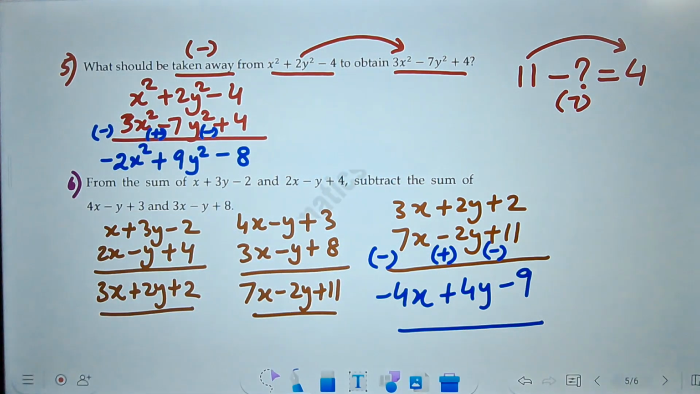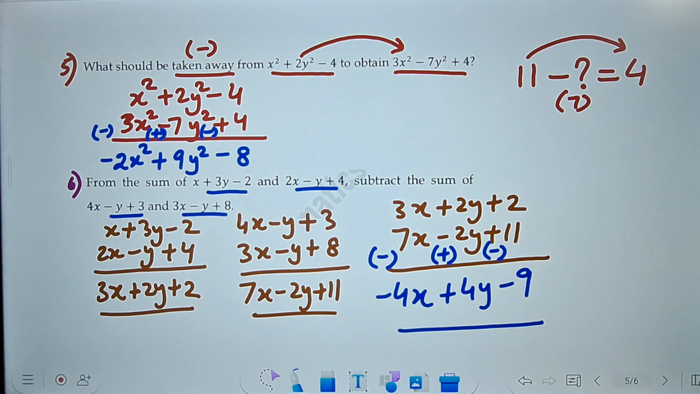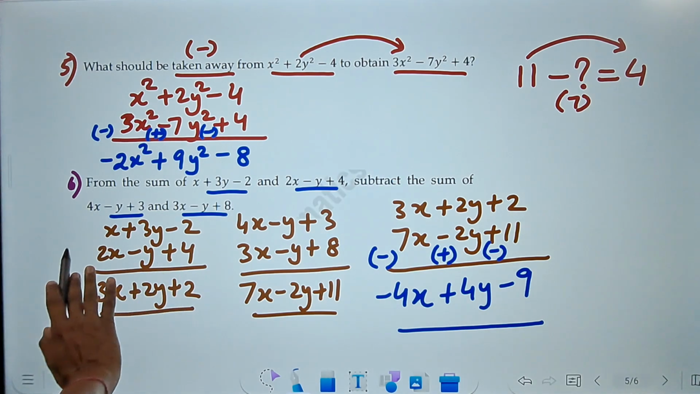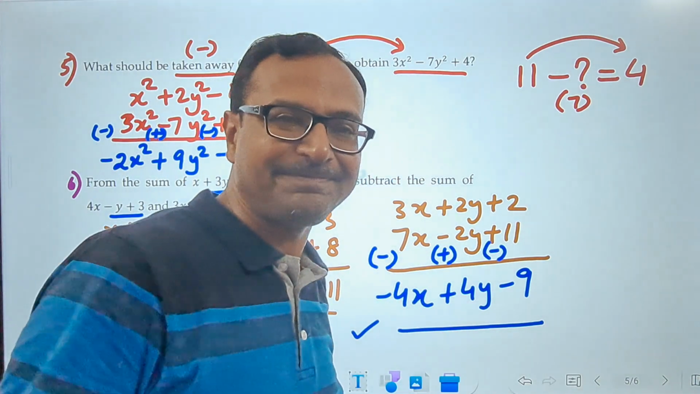This is the final answer for the question where you found out the sum of these two expressions, then the sum of these two expressions, and then you subtracted the second sum from the first sum to get to your final answer for this question.